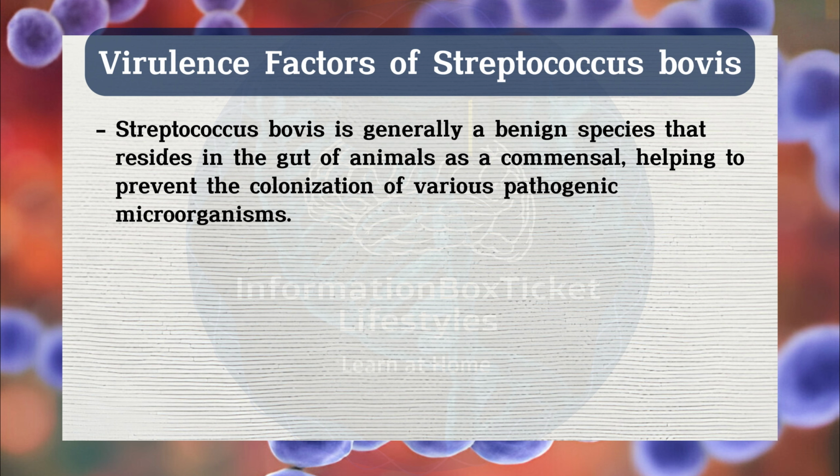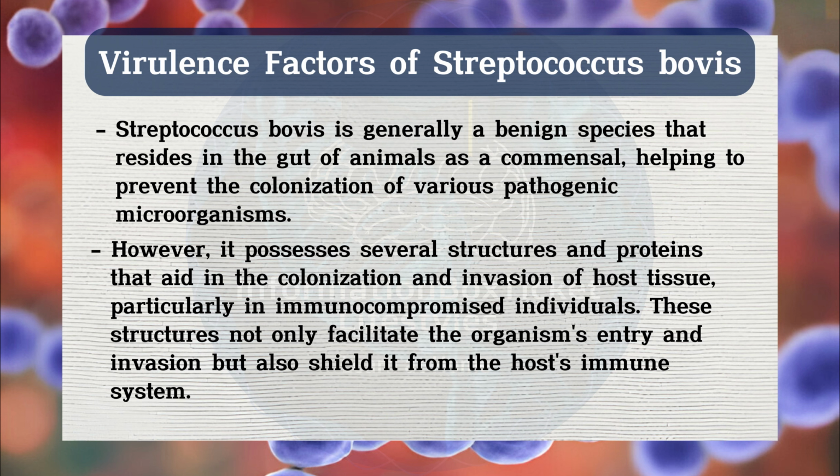Streptococcus bovis is generally a benign species that resides in the gut of animals as a commensal, helping to prevent the colonization of various pathogenic microorganisms. However, it possesses several structures and proteins that aid in the colonization and invasion of host tissue, particularly in immunocompromised individuals. These structures not only facilitate the organism's entry and invasion, but also shield it from the host's immune system.